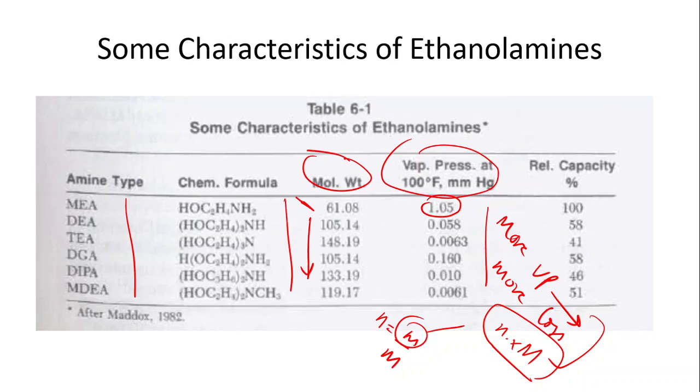That is a problem with the higher vapor pressure, but still we are using monoethanolamine because of a few reasons. For example, if we see the relative capacity percentage, assuming monoethanolamine is 100%, with respect to it these are the performances of the other amines. It's hardly 58, 41, 58, 46 and 51% relative capacity. So the monoethanolamine offers very good capacity as compared to the other amines. These properties give us so much useful information for the design of these amine towers.